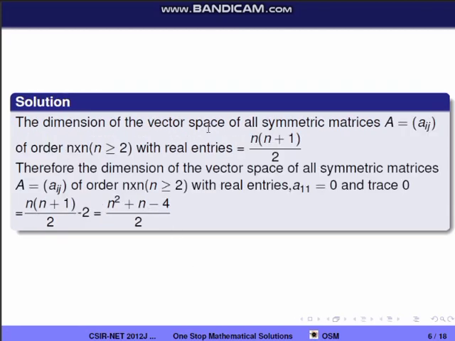So we know the dimension of the vector space of all symmetric matrices A equal to Aij of order n cross n with real entries is equal to n into n plus 1 by 2.